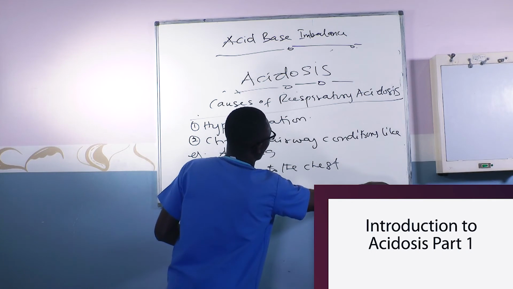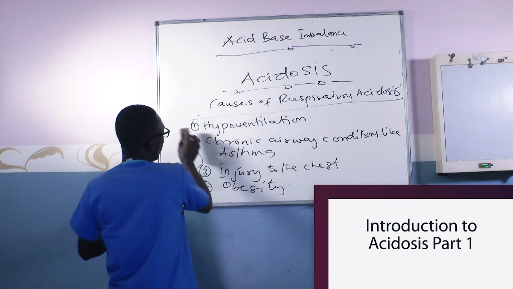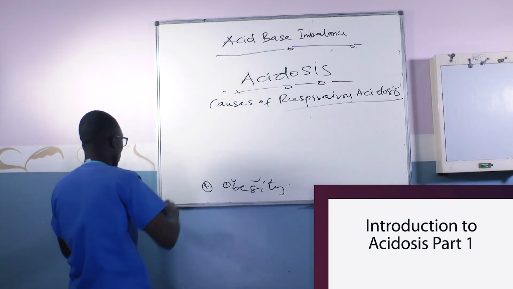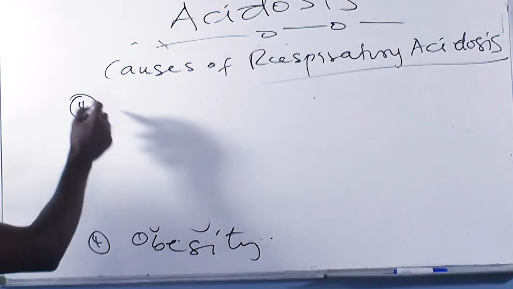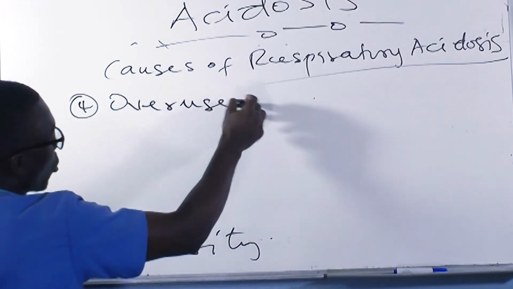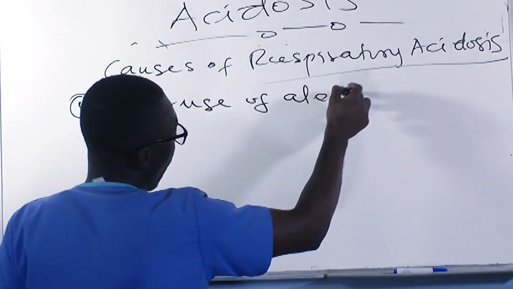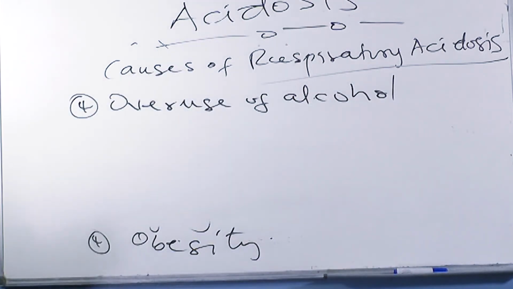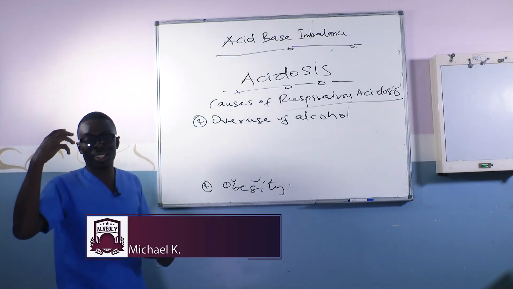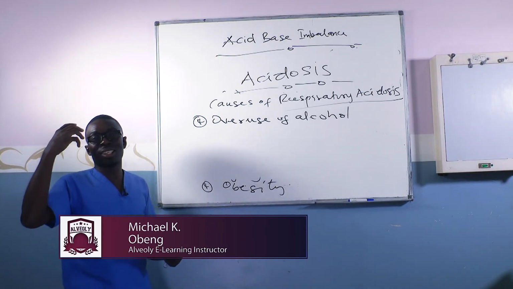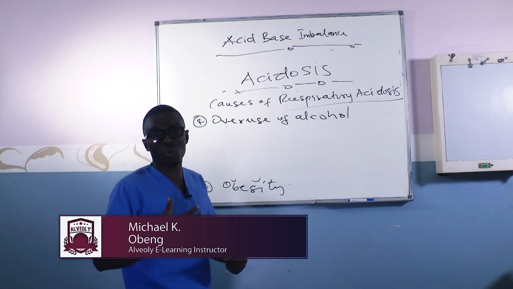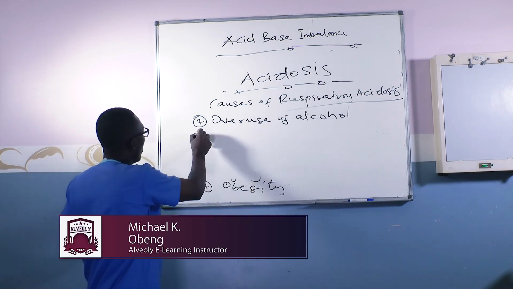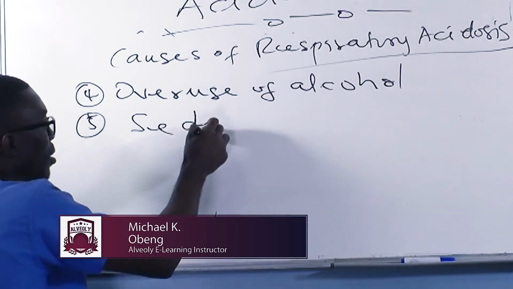Also, overuse of alcohol. This is because alcohol usually affects the respiratory center in the brain. So the signal that has to send information to the respiratory center to work effectively is not working effectively. Then it can lead to respiratory acidosis.